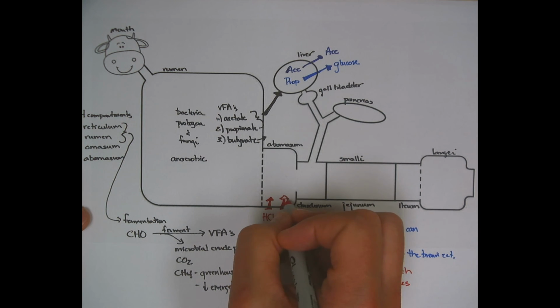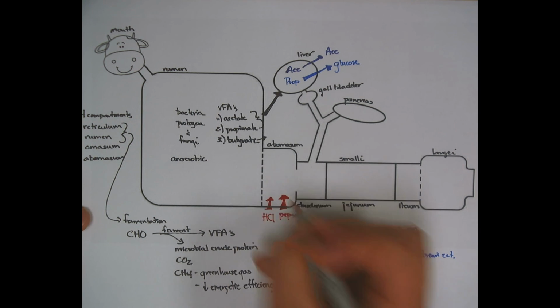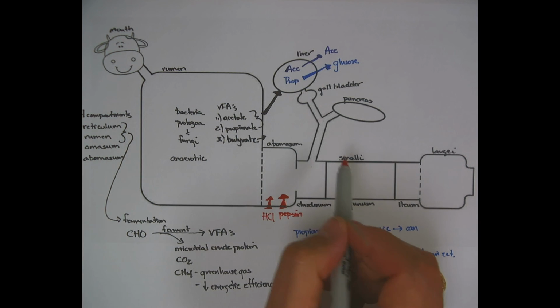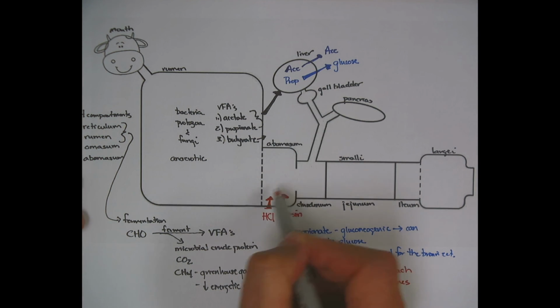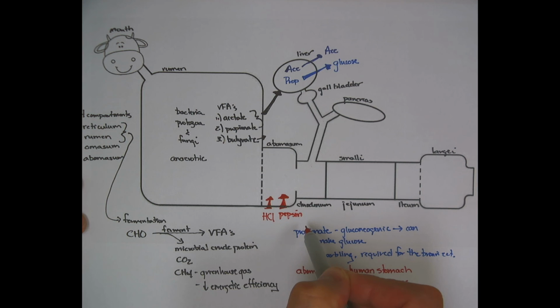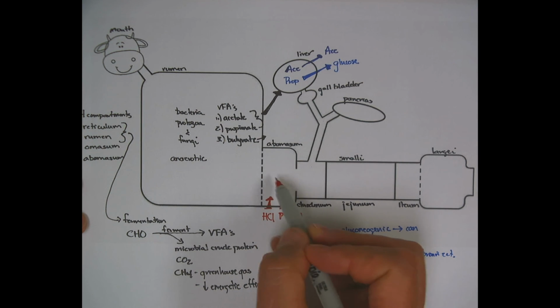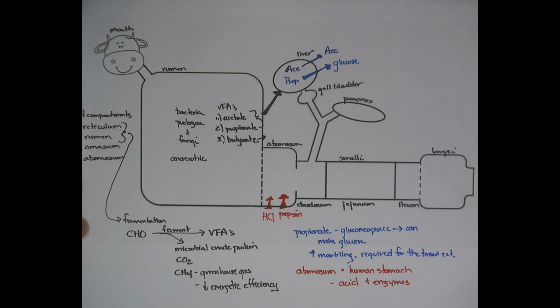Okay, and pepsin's actually secreted as a zymogen, but we're not really going to talk about zymogens, but pepsin is secreted that way. And basically these two, hydrochloric acid and pepsin, are really important for protein digestion. Okay, and from the stomach, or from the abomasum, we're going to move to the small intestine, and we're going to enter the duodenum.